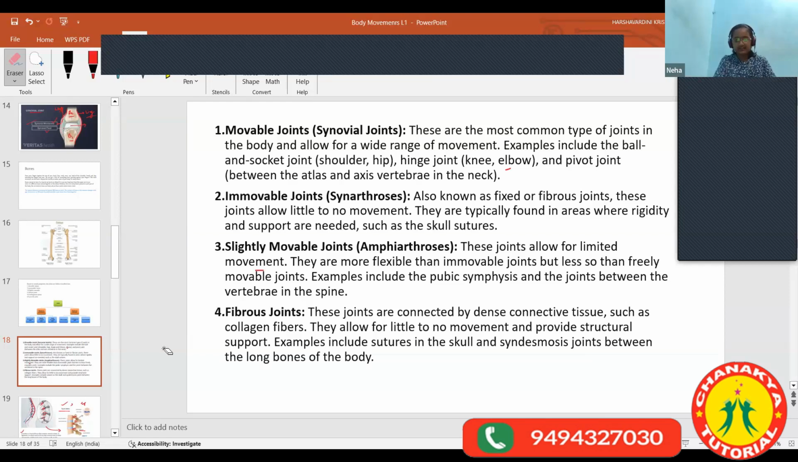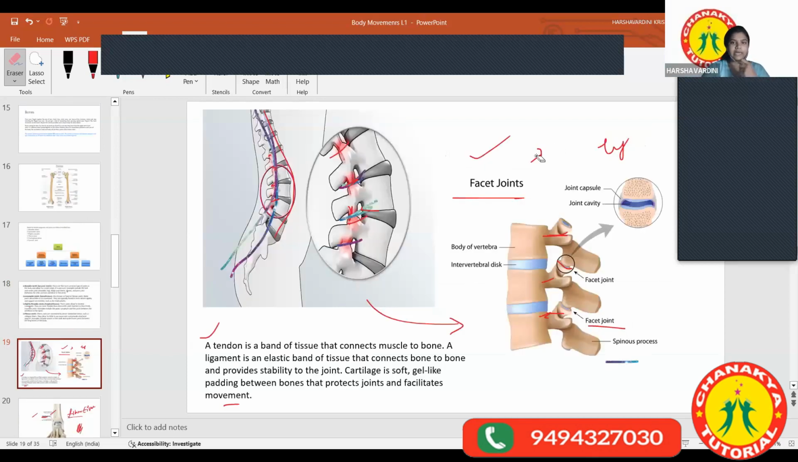Next is fibrous joints. As we can find in its name, it is connected with fibrous tissues, a lot of fibrous tissues. Connective tissues, yes, collagen fibers, kind of. They provide little or no movement. So basically, this will be the diagram of that.